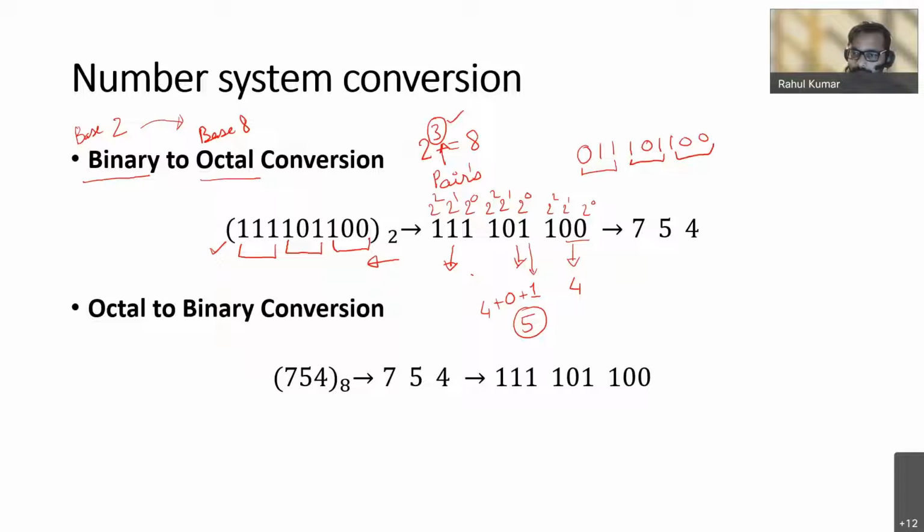Okay. So 2 to the power 0 is 1 multiplied by 1 is 1, and 2 to the power 1 is 2 multiplied by 1 is 2, and 2 to the power 2 is 4 multiplied by 1 you get 4. So 4, 5, 6 plus 1, 7. Okay. So this is my octal number, base 8. 754 is my octal. So this binary number, I can convert it into octal this way.